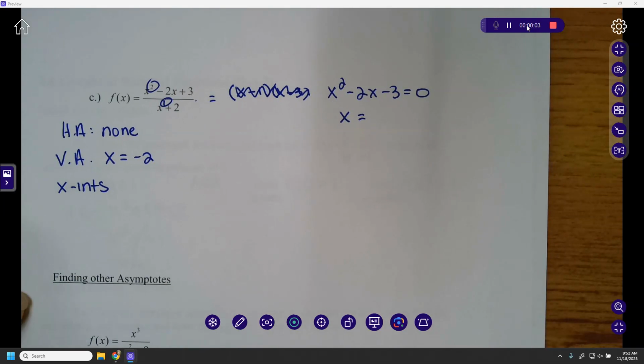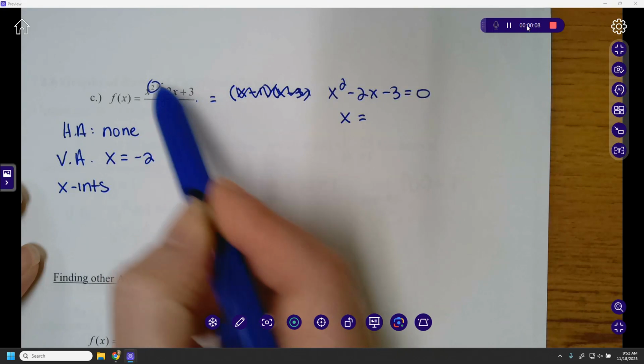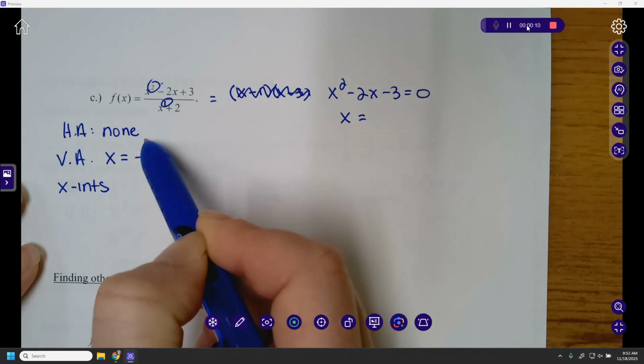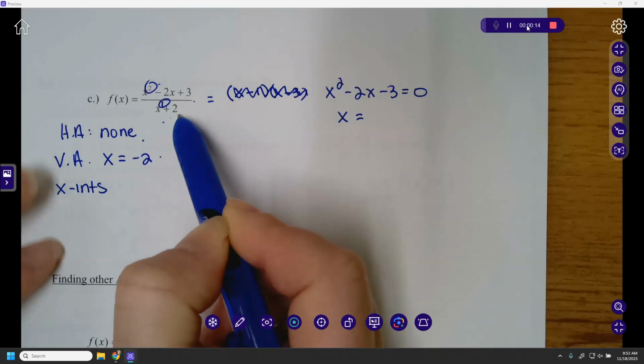All right, to recap. Sorry, I have to recap for 6 hours. Degree in numerator is 2. Degree in denominator is 1. No horizontal asymptote. Vertical asymptote we got by setting the denominator equal to 0.